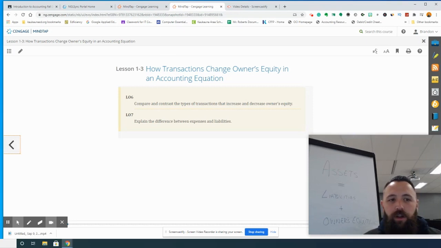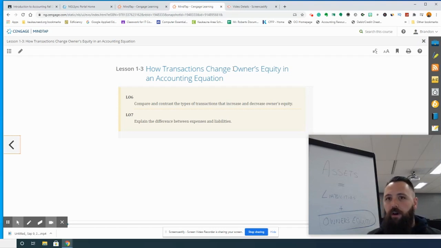And if you look at the learning objectives, it says how transactions change owner's equity. So our owner's equity in an accounting equation. So that's a really big hint that all of these transactions, except one of them today, are going to affect our owner's equity. And we get into something that probably is pretty familiar.